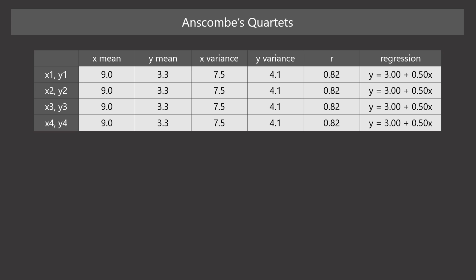Let's look at a famous example called Anscombe's quartet. Here, we have four pairs of variables, x and y. All pairs have the same x's mean, y's mean, x's variance, and y's variance. And the correlation coefficients between x and y are also the same. Moreover, the relationship between x and y can be expressed by the same regression equation. So, from the quantitative metrics, these four pairs seem to be the same dataset.